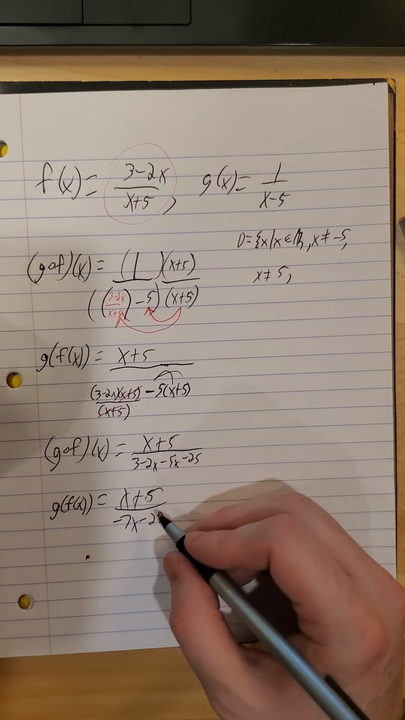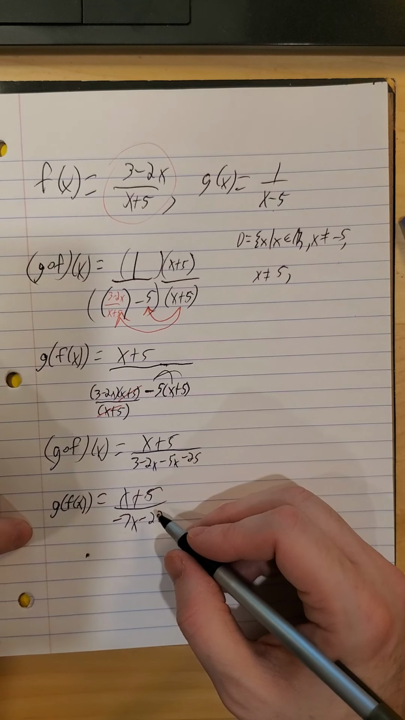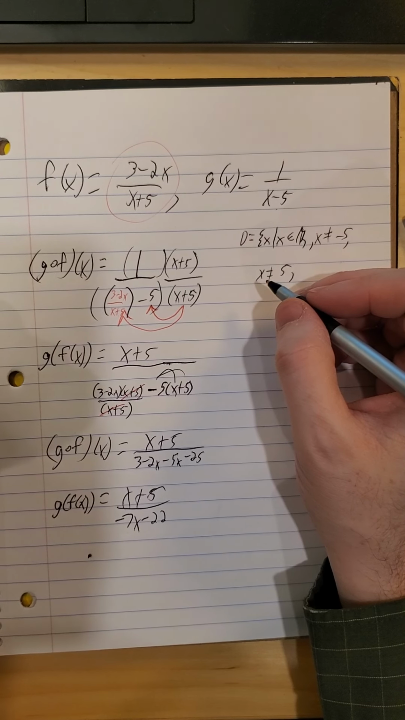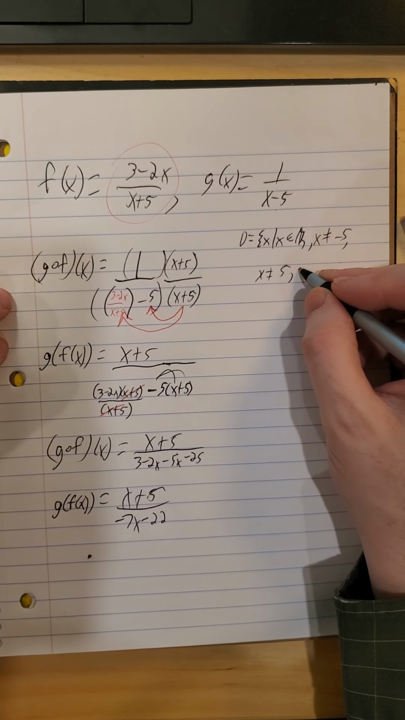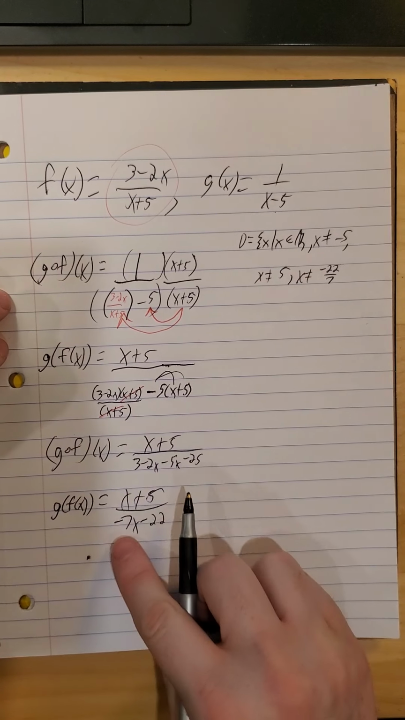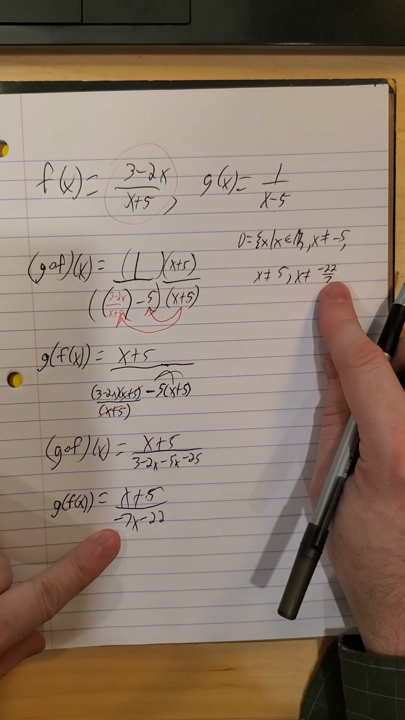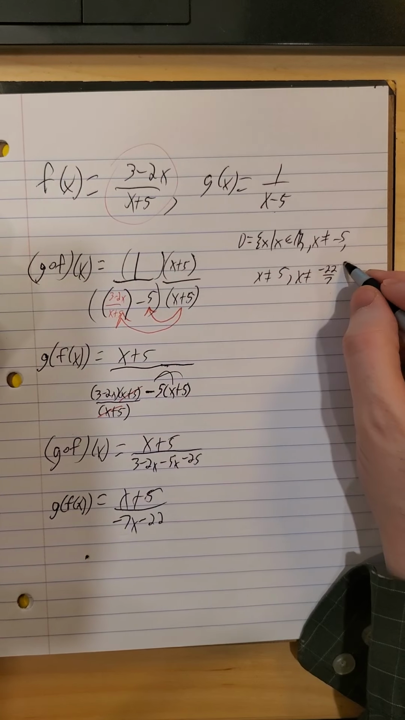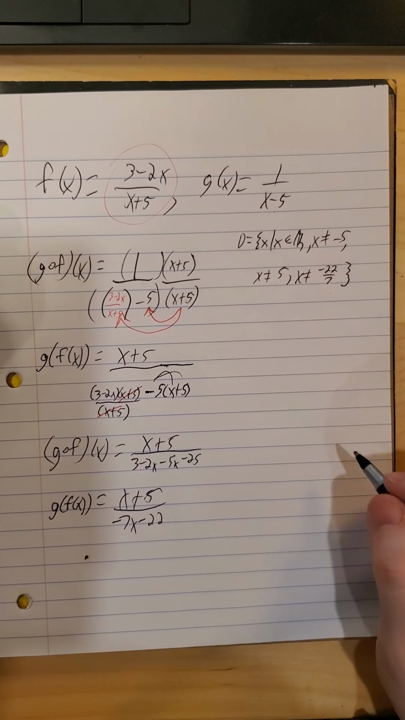So we have one more number to throw out of our domain. x can't be negative 22 over 7. So negative by a negative would kick us over a positive. The 7s would drop. 22 minus 22 would make us divide by 0. And then we close our brace on the domain.